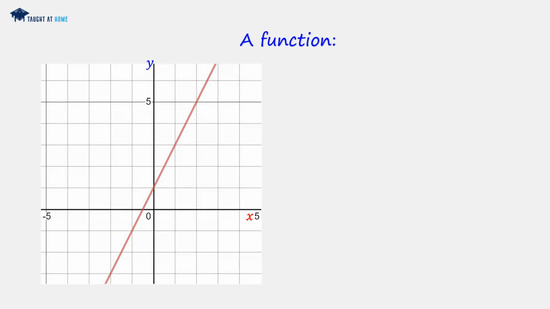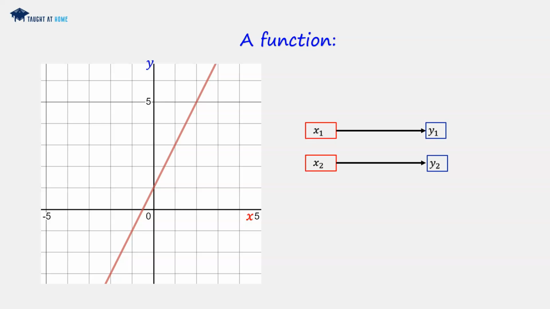So here's a function. We can see here that each input, each x value, has only one corresponding y value. For example, here's the output y, and we can see that it has only one input, or one input has only one output. This is a function.